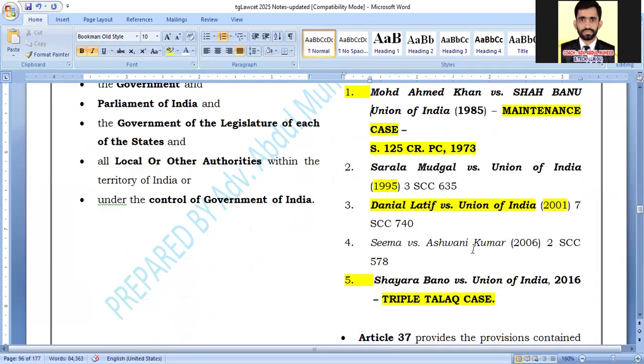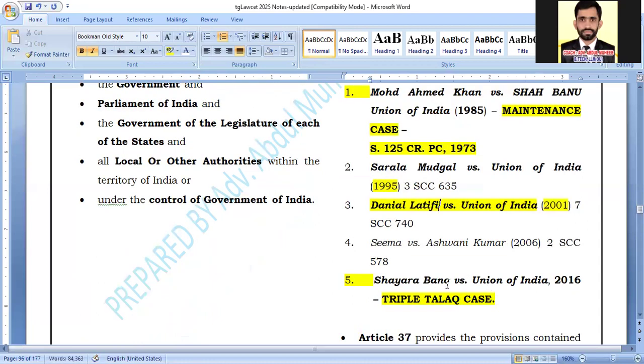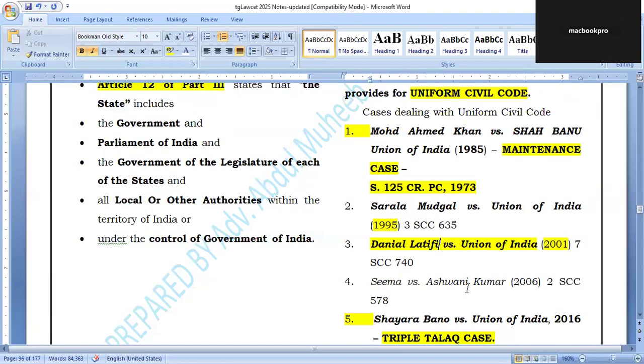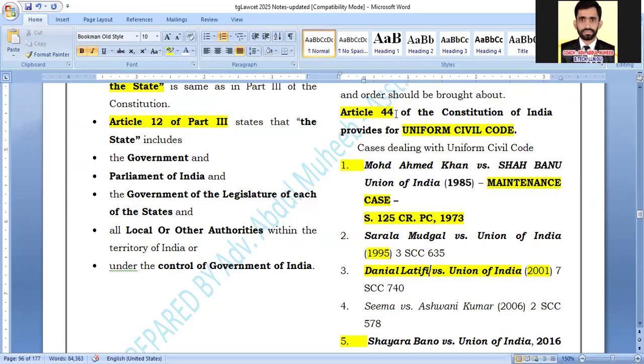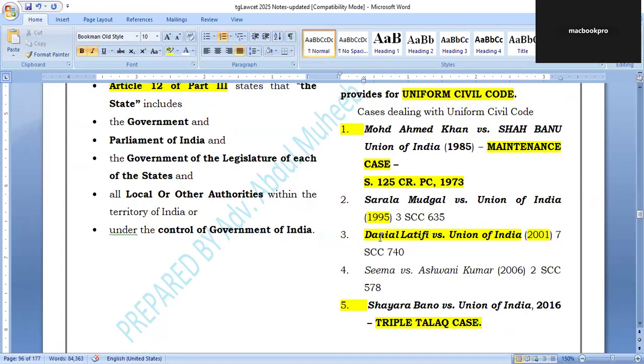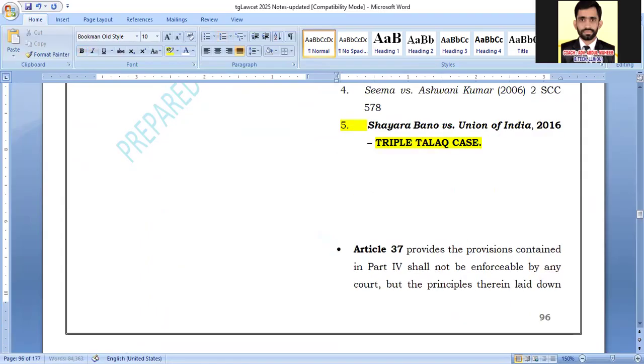Seema and Ashwini Kumar are not important. These three are very important: Mohammad Ahmad Khan, Sarala Mudgal, Danial Latifi versus Union of India, and Shayara Bano versus Union of India, 2016. Please remember this. So, the Uniform Civil Code is under which article? Article 44.